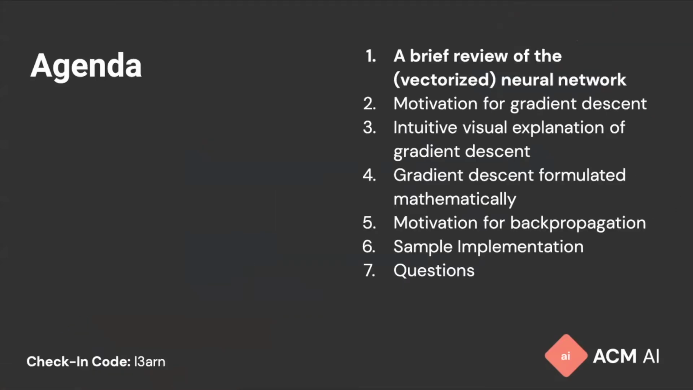Yeah. So as a brief agenda of what we're going to cover, the first is we're going to review the main ideas from topics that we covered in last meeting, which are essentially just the vectorized neural networks. Then we're going to cover motivations for gradient descent and an intuitive visual explanation for gradient descent, and then gradient descent formulated mathematically. And then after that, we're going to transition directly from gradient descent into backpropagation and also a very toy implementation of backpropagation, just so you get a gist of how backpropagation works.